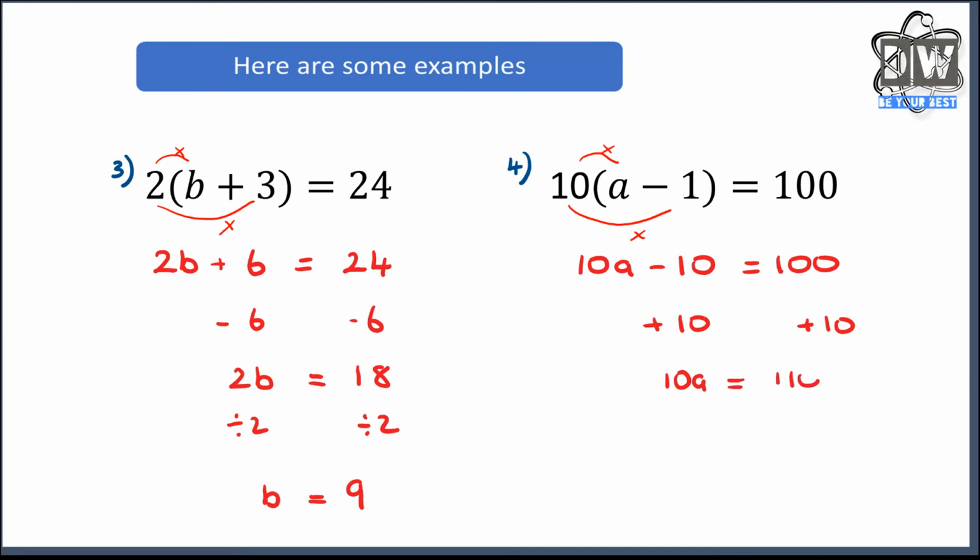And what are we doing? We've got 10 timesing by a. So what's the opposite of times? It's divide. So we're going to divide both sides by 10. A equals 11. And we can put that back in, can't we? And we can say that 11 take away 1, that's 10. 10 times 10 is 100, and we know we're correct.